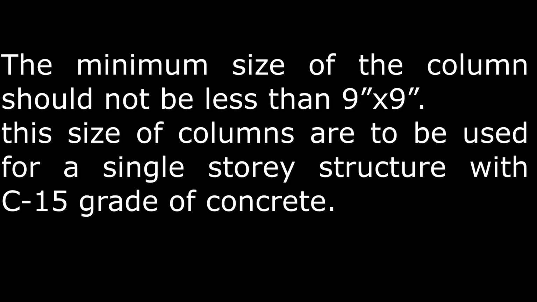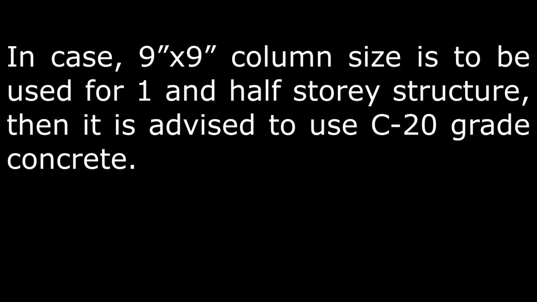The minimum size of the column should not be less than 9 inches by 9 inches. This size of columns is to be used for a single-story structure with C15 grade of concrete. In case a 9 by 9 inch column size is to be used for a 1.5 story structure, then it is advised to use C20 grade concrete.